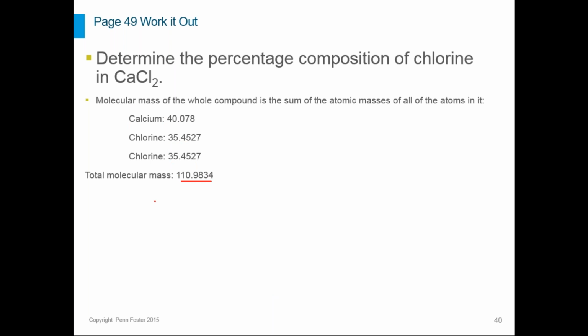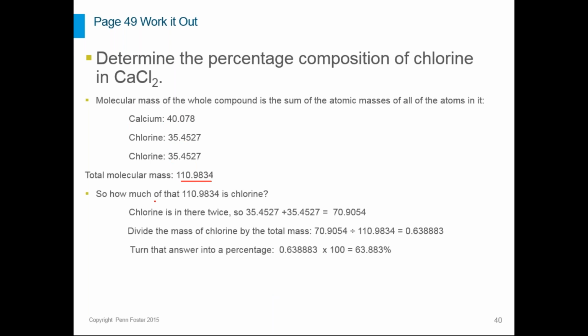So that's step 1. What's our total? Step 2, okay, we're dealing with chlorine. So how much of it is chlorine? Well, chlorine is in there twice. Its mass is 35.45. We have 2 of those, so the total mass of chlorine is 70.9. So we're going to take the mass of chlorine divided by our total molecular mass, which gives us 0.63. And then again, we just need to turn that answer into a percentage. To do that, we multiply by 100, and we get 63%. Okay, so that's how to find percent composition.